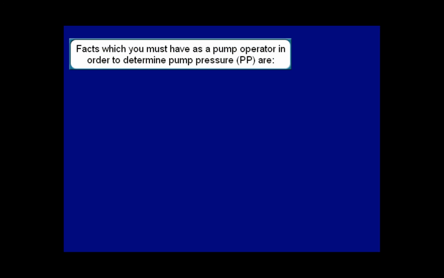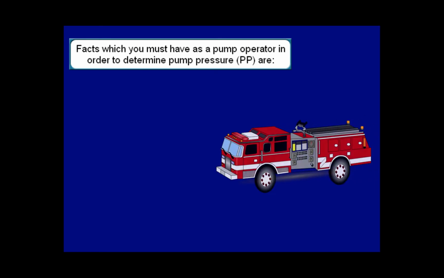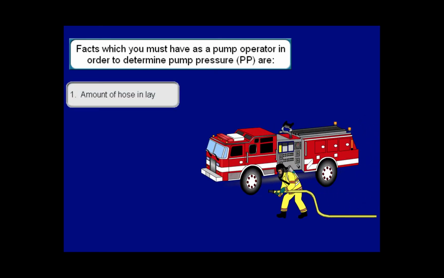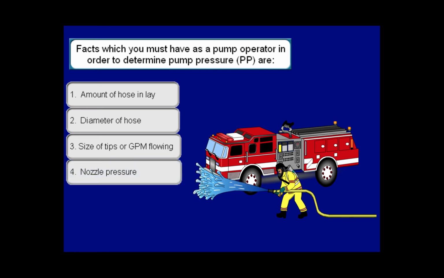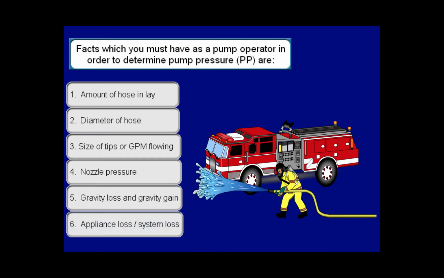Facts which you must have as a pump operator in order to determine pump pressure are: amount of hose in lay, diameter of hose, size of tips or GPM flowing, nozzle pressure, gravity loss and gravity gain, appliance loss and system loss.